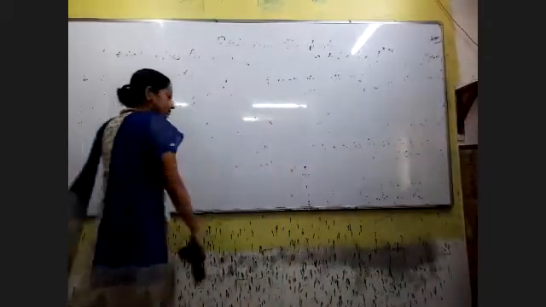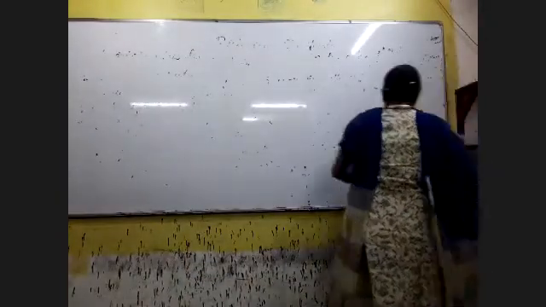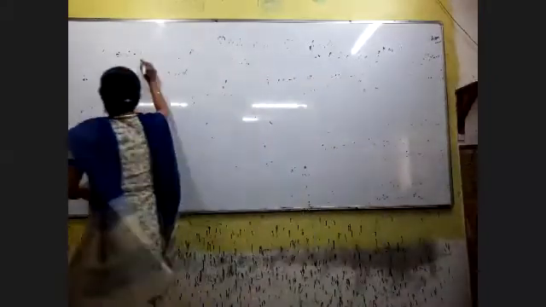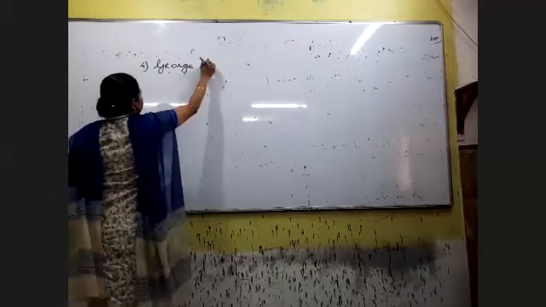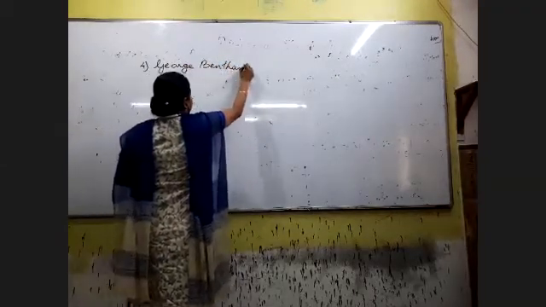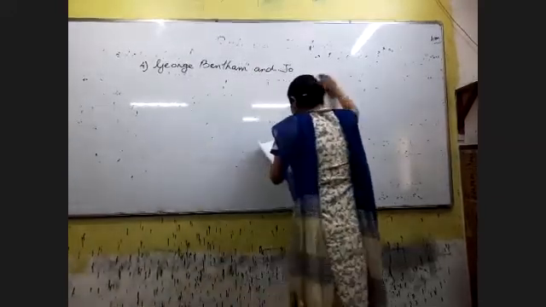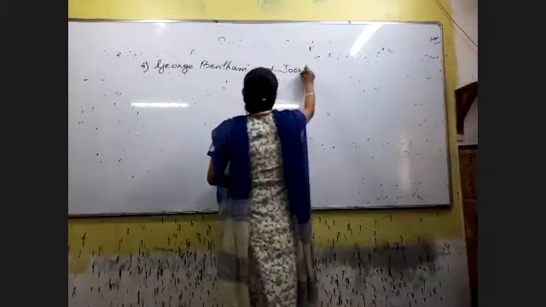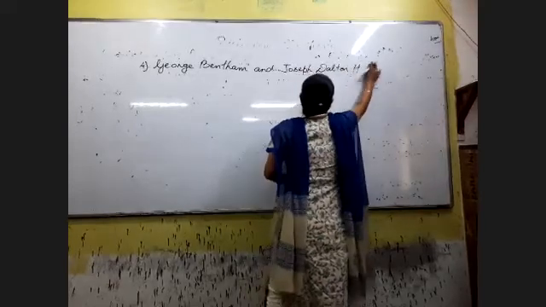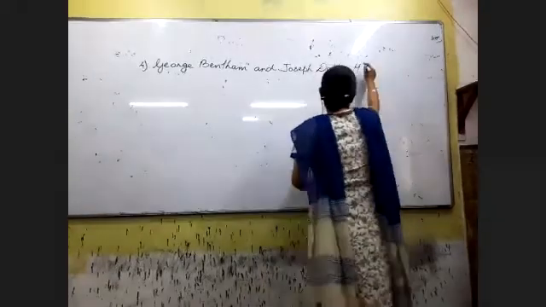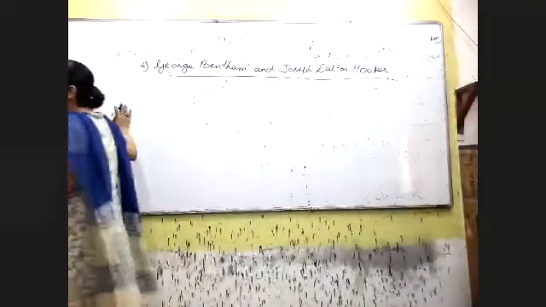Number 4, write: George Bentham and Hooker, or Joseph Dalton Hooker. Let's write the points first and then we'll explain.